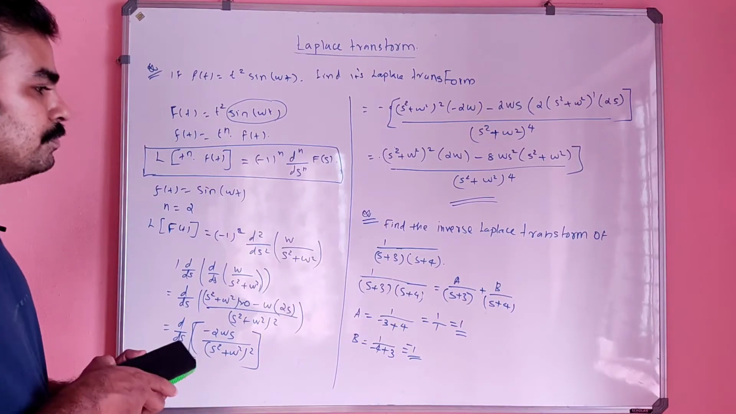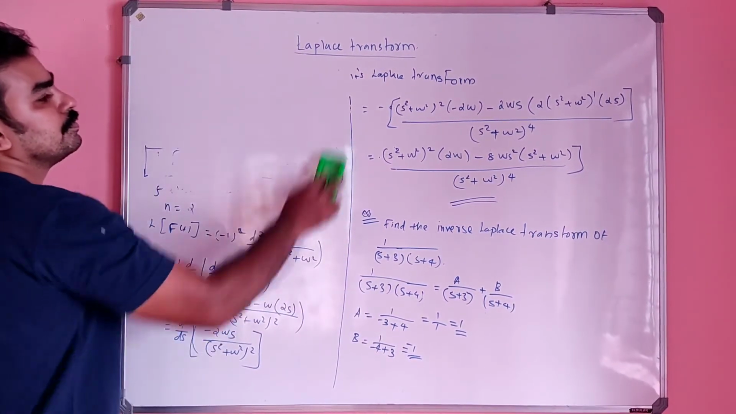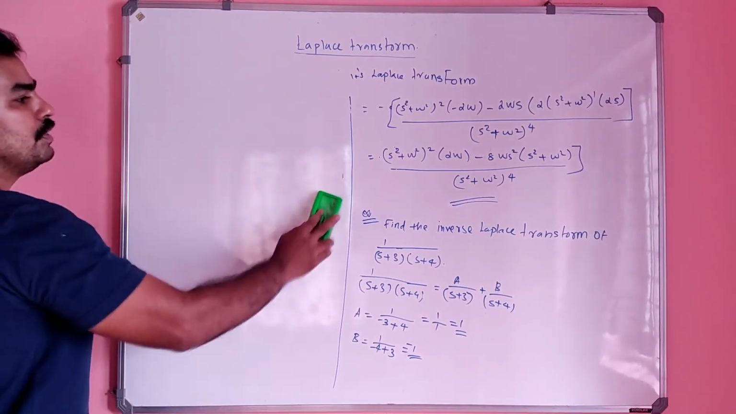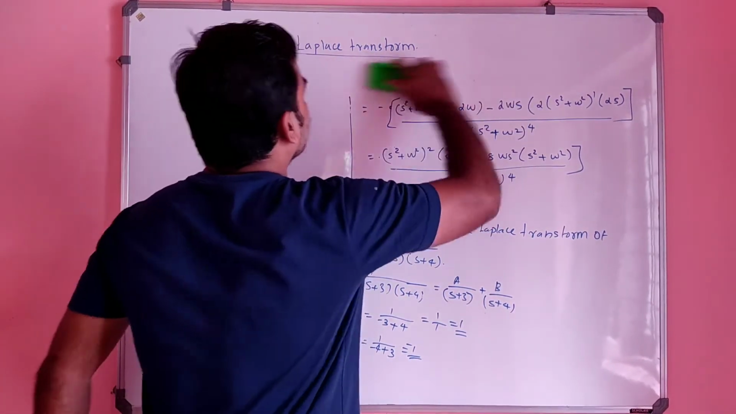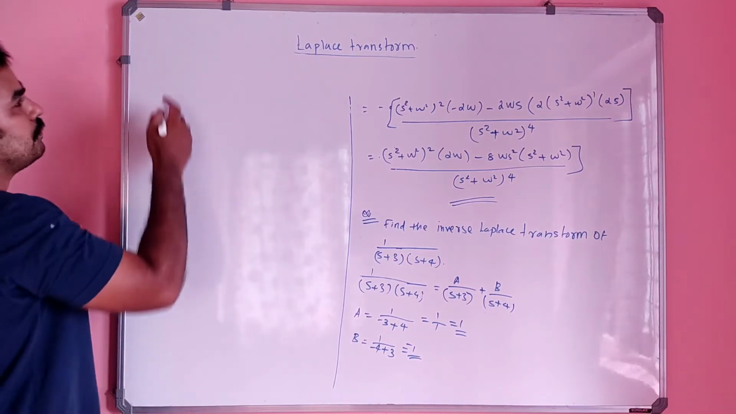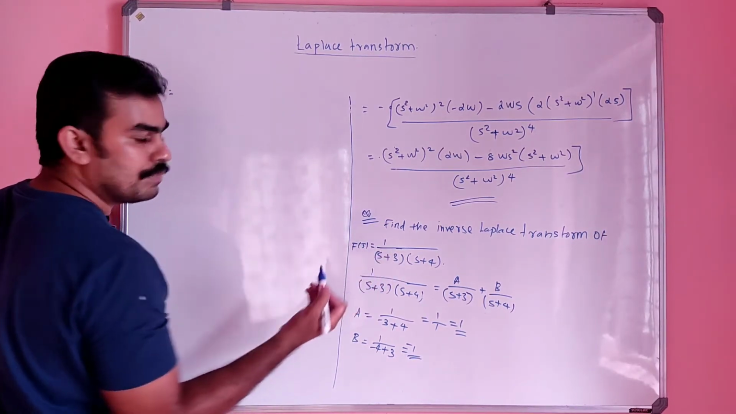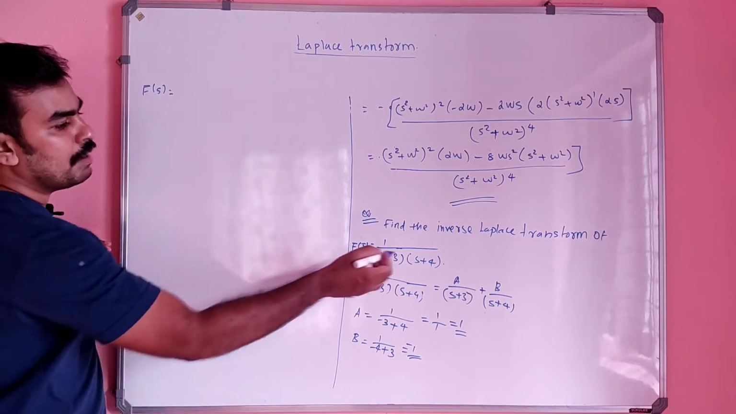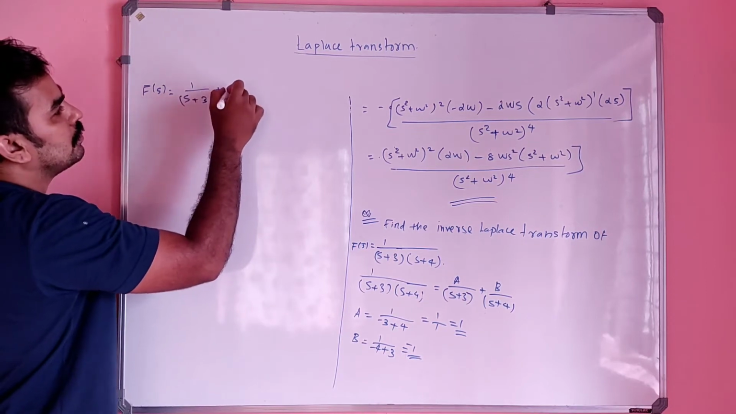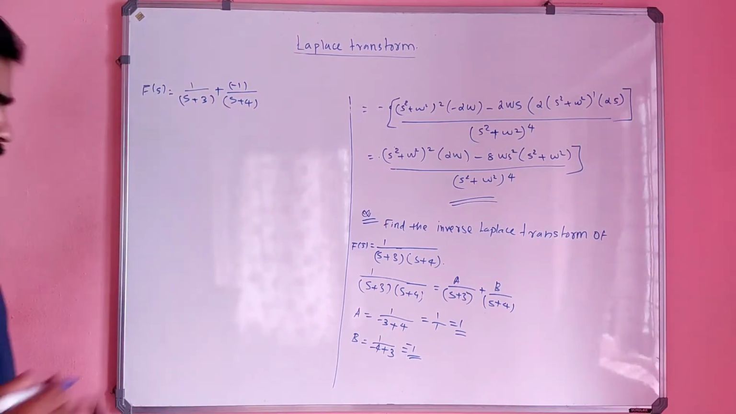So our equation will become F of s. This Laplace transform will be capital F of s, equal to a by (s plus 3), that is 1 divided by (s plus 3), plus b, that is minus 1 divided by (s plus 4). Am I correct or not?